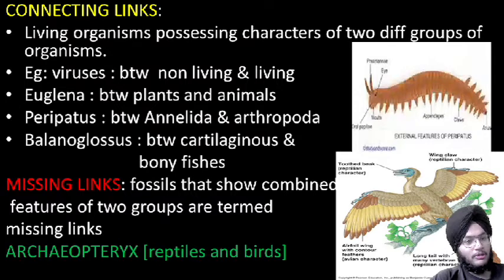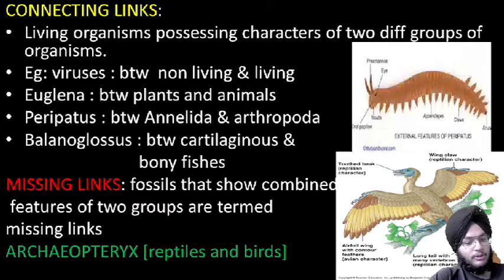Now let us talk about connecting links. Some living organisms form links between two different groups of organisms. That is, a living organism possessing characters of two different groups of organisms, like viruses are a link between non-living and living. Euglena is a link between plants and animals. Peripatus is between Annelida and Arthropoda, and Balanoglossus is between cartilaginous and bony fishes. Now, missing links are the fossils that show combined features of two groups.